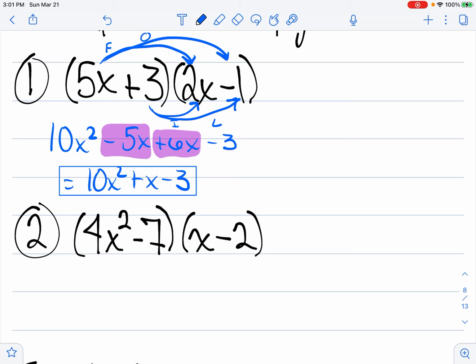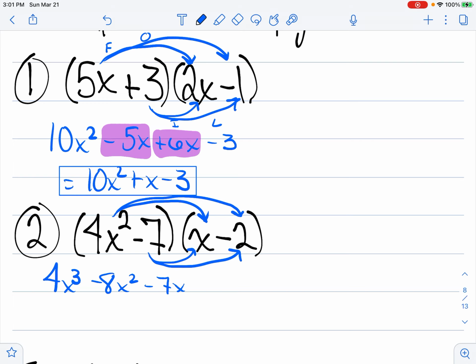Okay, so 4x squared times x is our first multiplication step. So it becomes 4x to the third power. Okay, then I do 4x squared times negative 2. I get negative 8x squared. Then I'm going to do negative 7 times x. I get negative 7x. And then finally, I'm going to do negative 7 times negative 2. And it becomes positive 14.